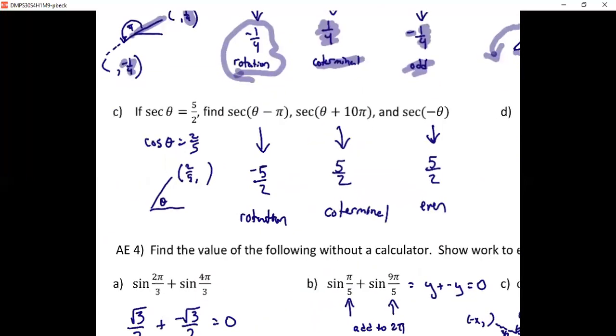Secant, because secant is related to cosine, what I did was if the secant is 5/2, I know the cosine is its reciprocal, 2/5. So the x value is 2/5. By subtracting pi, that means by rotation, we are going to have the negative x value. By adding 10 pi, that's coterminal because we're adding 2 pi 5 separate times. So coterminal relationship means we have the same ratio, the same cosine ratio. And secant is an even function, so secant of negative theta is still going to be 5/2.